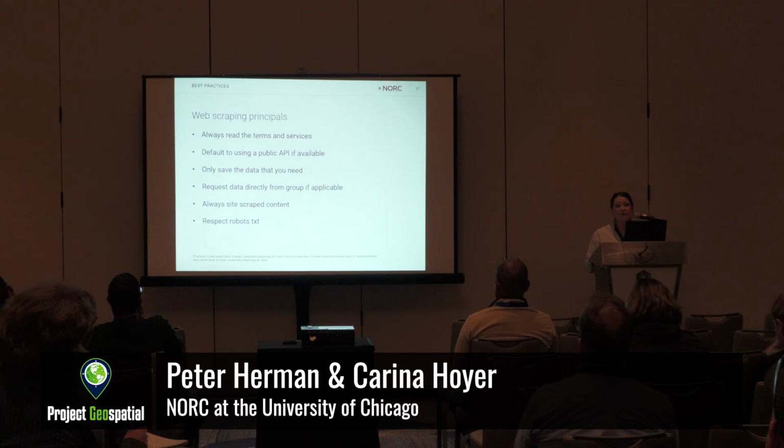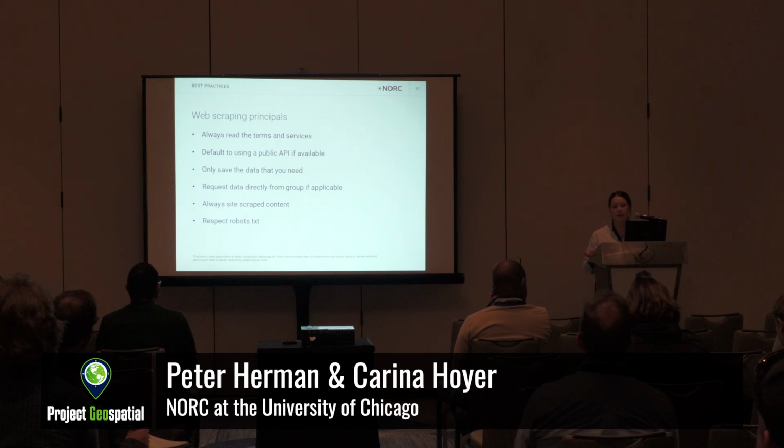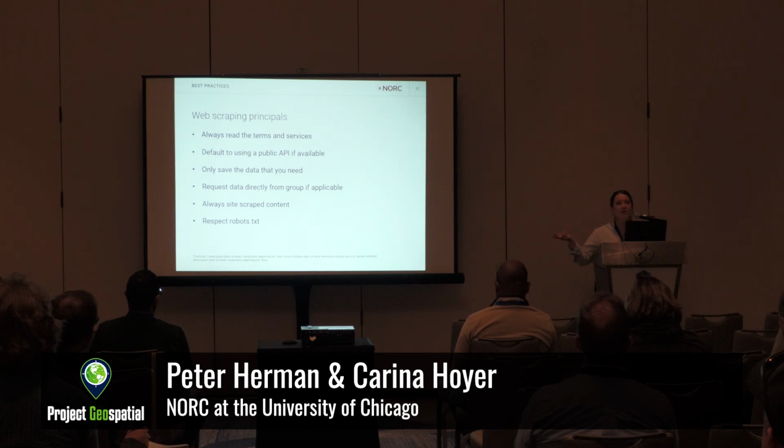Only save the data that you need as a best practice. Request data directly from a group if applicable. I actually came into this when I was working on a gun violence study, and I got kicked off a website, the Gun Violence Archive, after doing 2 runs on an undocumented API. So I just emailed them and said, hey, this is what I'm using the data for, and they sent me all the data. So it actually ended up being nice.